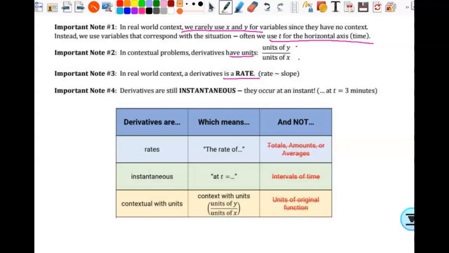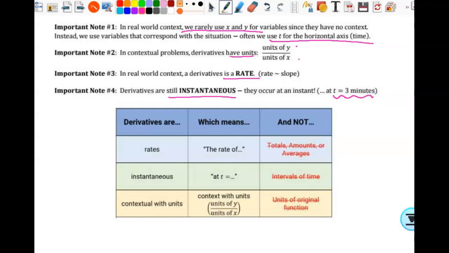Third note, in real-world context, a derivative is a rate, and rate is slope, right? So instead of saying it's the slope, which it is, we'll talk about it as the rate. It is the rate at which something is happening. Derivatives are still instantaneous. They occur at an instant, like t equals 3 minutes, okay?